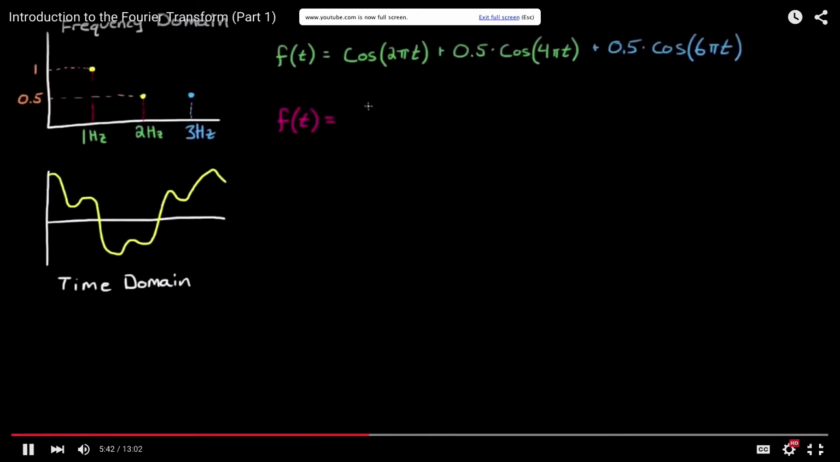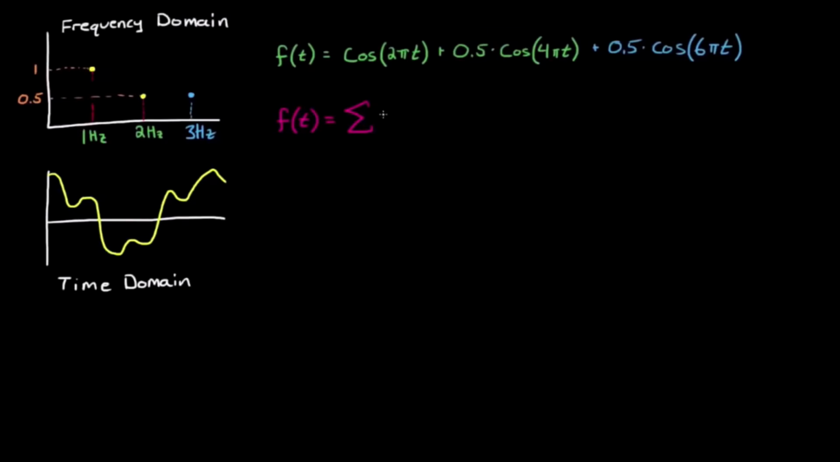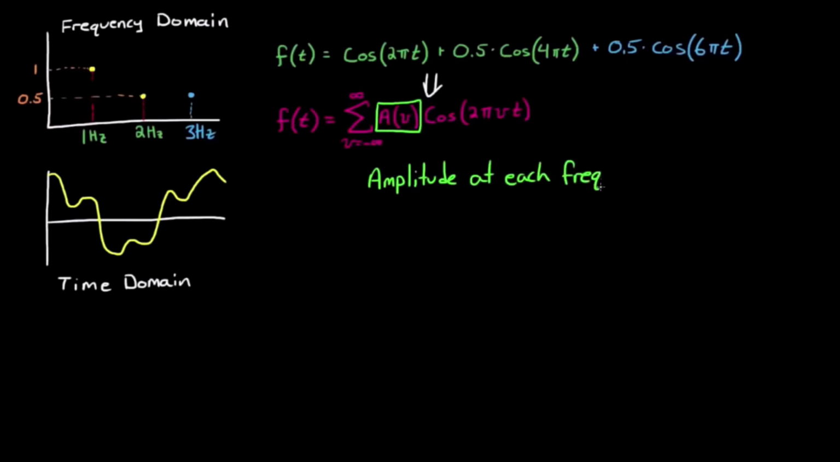So instead, I can reduce all of these summations into a discrete summation and add up all of the frequencies between negative infinity and positive infinity. But don't worry too much right now about negative frequencies. Just know that they're there. So I've rewritten the above equation in a more compact form. And this first term, A of nu, is all of the amplitudes at each of those given frequencies. And then each one would be multiplied by a cosine of that specific frequency.